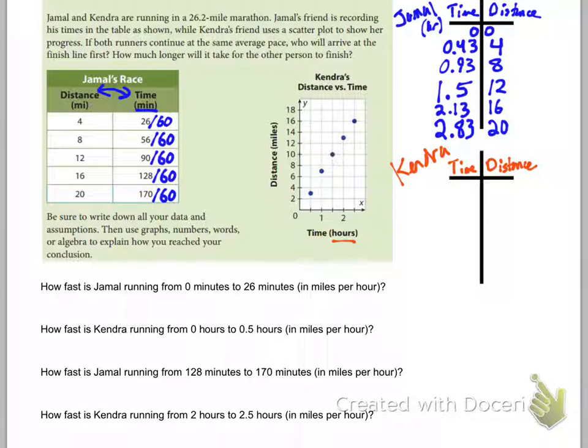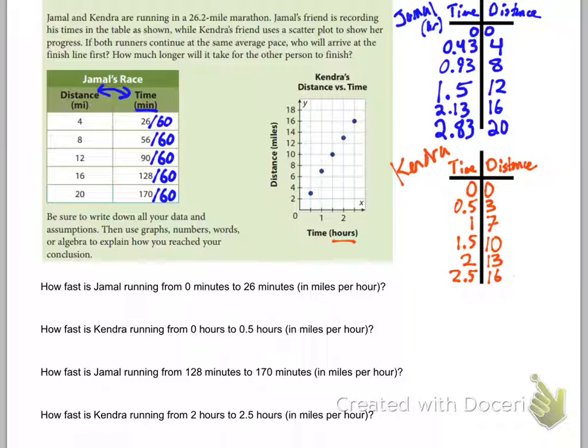So we know 0, 0 is a point. Let's go ahead and put that down for Kendra. Even though that's not a point plotted, we know it's a point on the graph. So at 0.5, that looks like it goes halfway between 2 and 4, so I'm going to put down 3 for the distance. At 1, again, halfway between 6 and 8 is 7, and so forth, all the way up to 2.5, 16.